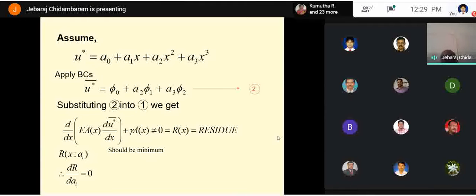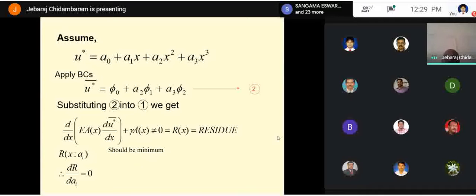So I'm now getting u bar star. u star is the assumed approximation. For u bar star, after applying the boundary conditions, the coefficients a0 and a1 are gone, so the remaining coefficients are only a2 and a3. So there will be a function phi naught plus a2 into phi 1 plus a3 into phi 2. This is the approximate solution which I assumed after satisfying the boundary conditions. I call that u bar star, which is the eligible approximate solution.